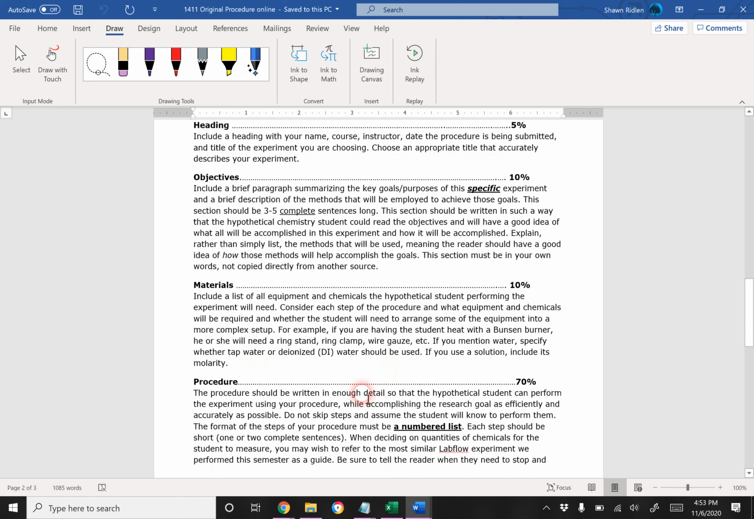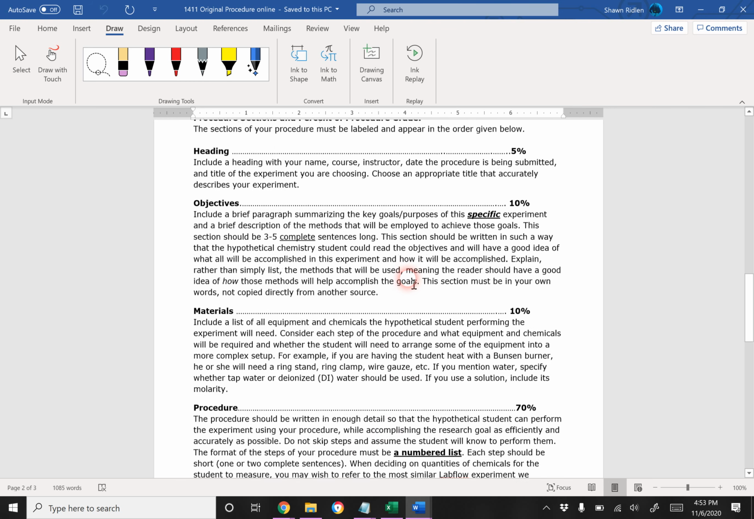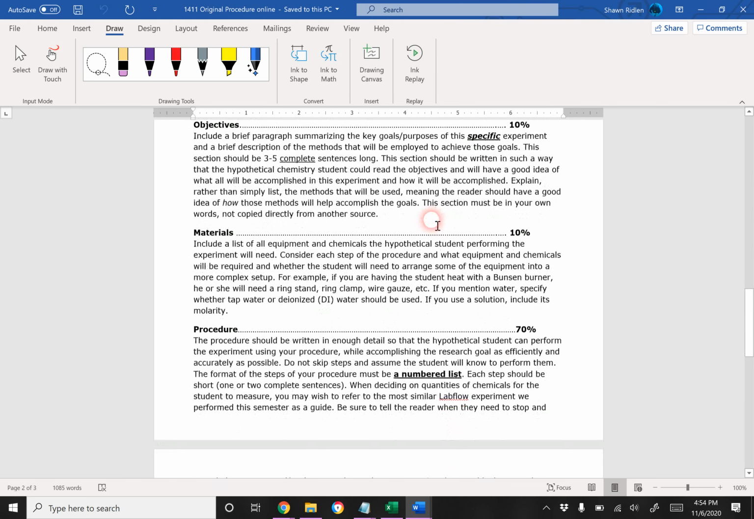Next thing, materials section. Okay, so include everything that you need. So any lab equipment, do you need a hot plate? Do you need a ring stand? All these kind of things that you might need. And of course, make sure to include the fact that you need the unknown mixture. So those sections have all been 10, and then the heading is 5%.